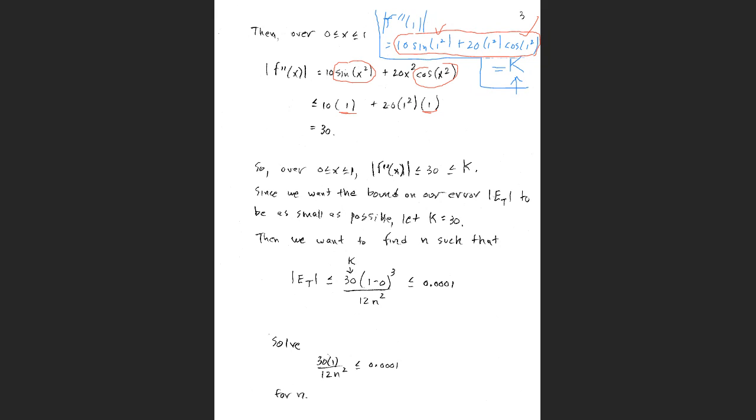So the absolute value of my second derivative would therefore be less than or equal to 10 times 1 plus 20 times 1 squared times 1, which is 30. And that's the value of K that you're going to use. They want the K value to be easy to find. Okay, they want it to be easy. They want it to be a nice, pretty value.